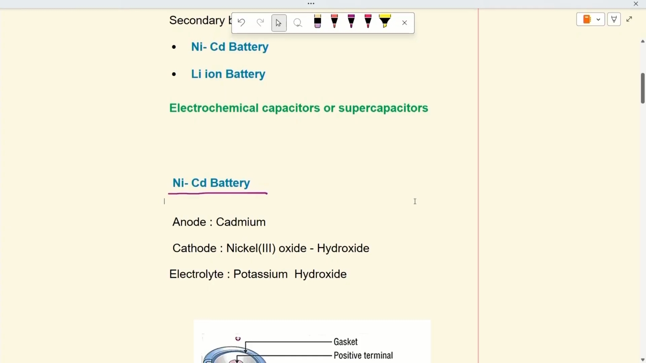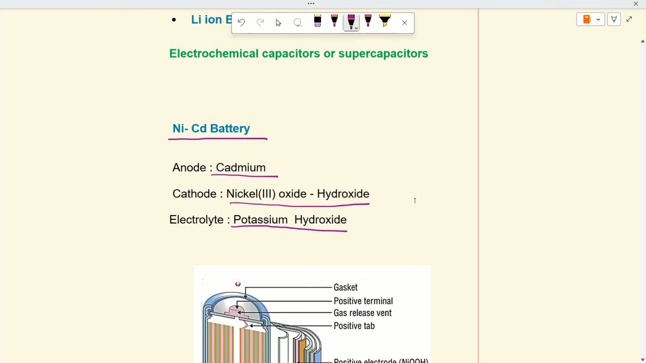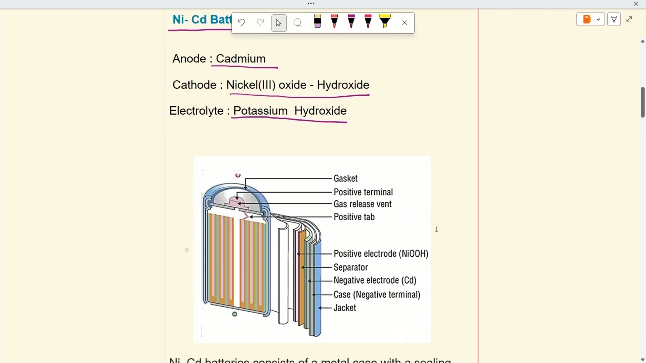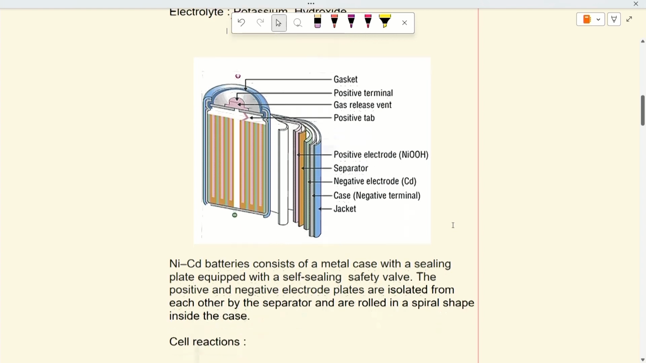In this, it comprises of anode, which is a cadmium metal, and cathode is not pure nickel, it is nickel oxide hydroxide. That is a cathode, and electrolyte is just like in alkaline batteries, it is either mostly potassium hydroxide, in some cases it is sodium hydroxide. Now, this is the cross section of the nickel cadmium battery.